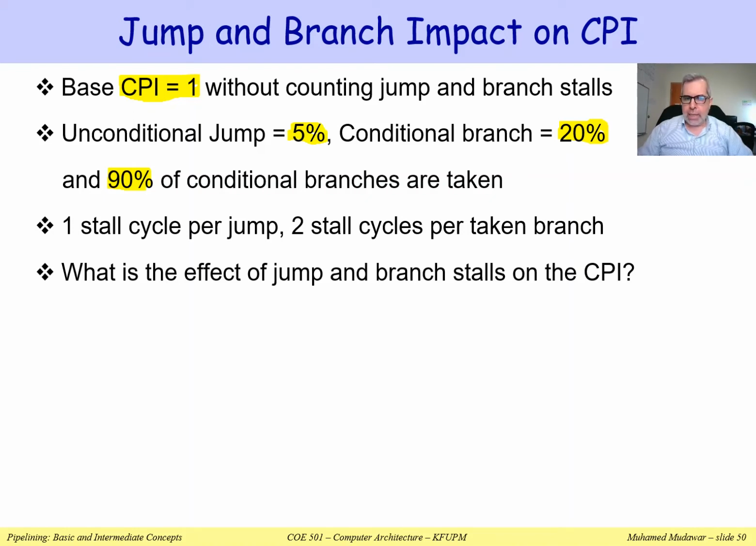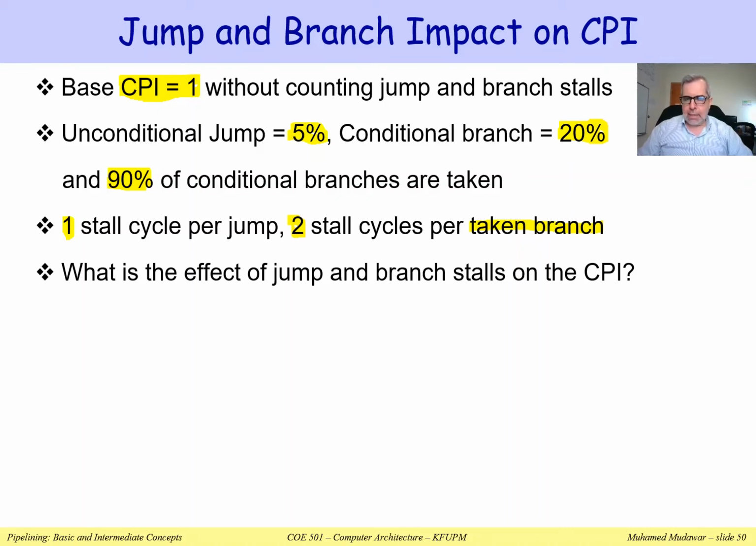So we only waste cycles if the branch is taken. If the branch is not taken, we don't waste any clock cycles. It says that there is 1 stall cycle per jump because the jump is always taken, and we have 2 stall cycles if we have a taken branch. Now, what is the impact of the jump and the branch instructions on the CPI? This is the question.